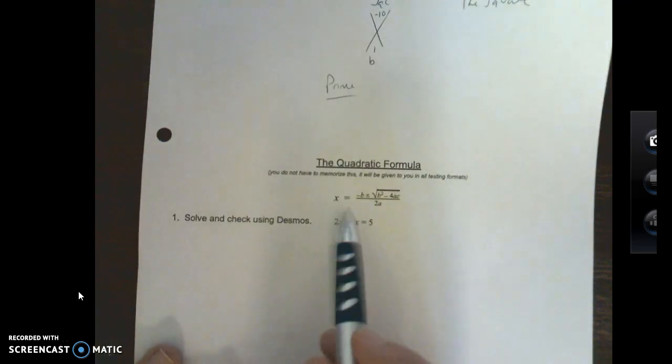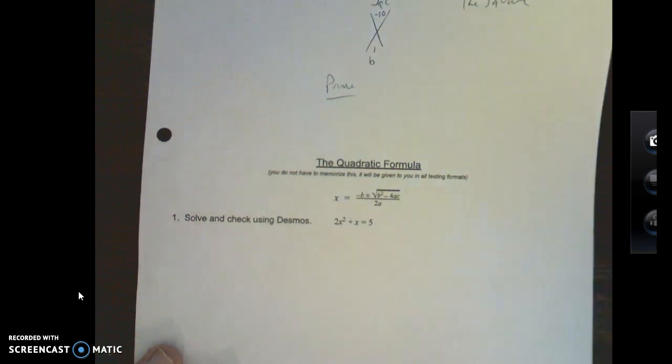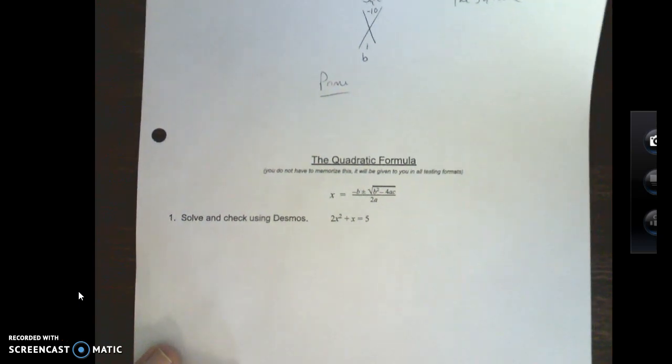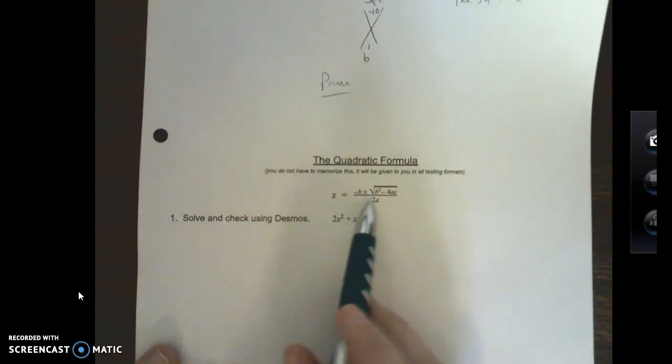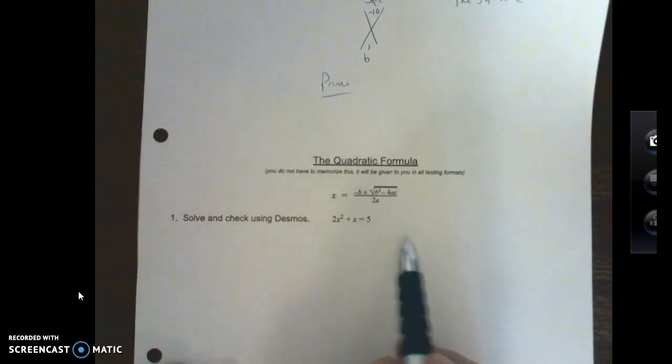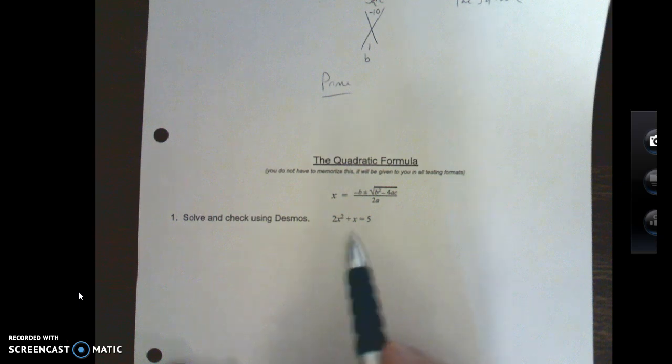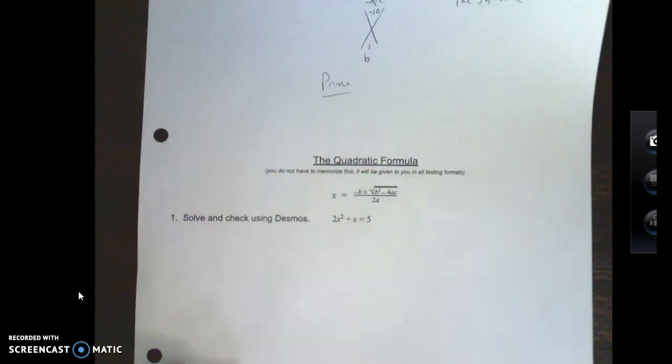So here it is. x equals negative b plus or minus the square root of b squared minus 4ac, all divided by 2a. It's a wonderful equation. It really is helpful. I know it looks super ugly, but the good news is it's literally just pick out your a, pick out your b, pick out your c, and you're in good shape.